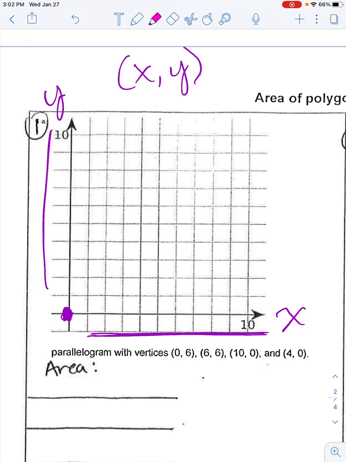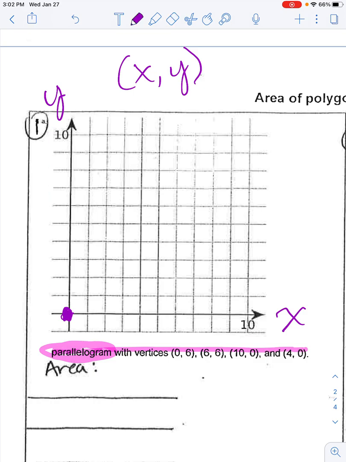We are going to first plot these, and it tells us the parallelogram. So it better look like a parallelogram when we're done. If it doesn't, we've done something incorrect. So let's plot these points. 0, 6. 0 means we stay right on the origin. We go 0 left, 0 right. And then up 6. 1, 2, 3, 4, 5, 6. So 0, 6 would be right here.